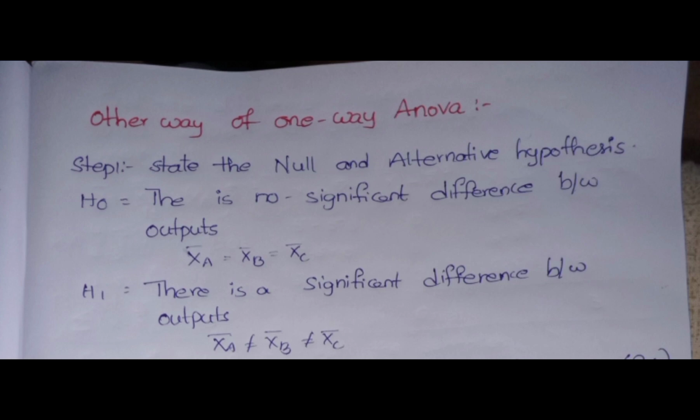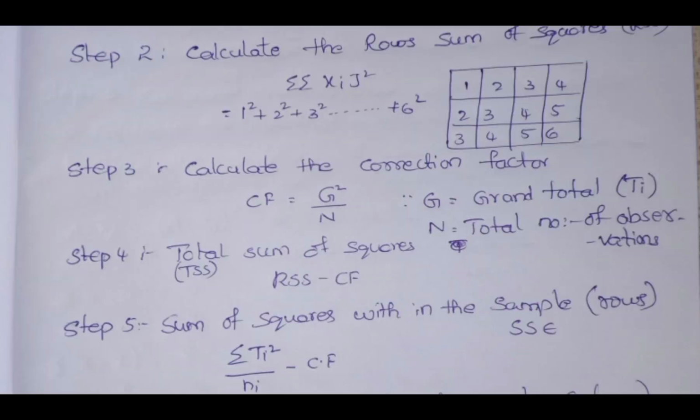Next, there is also another process to do one-way ANOVA. In this process, step 1 involves the same step which we did in the previous method, stating the null and alternative hypothesis. In step 2, we should calculate the row sum of squares, that is summation xij square. That means we should calculate the sum of squares of all the samples.